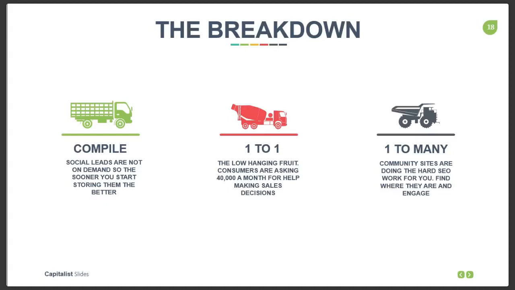And what I want to do is show you how to get qualified leads for free. The second thing we talk about is one-to-one, and this is what we call the low-hanging fruit. And then the third section of this is one-to-many.